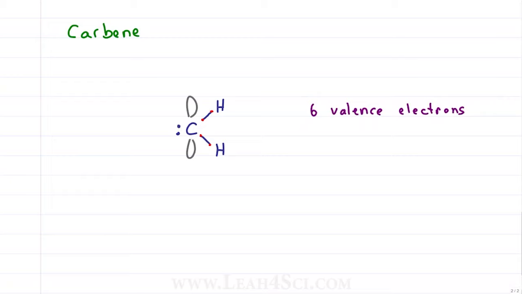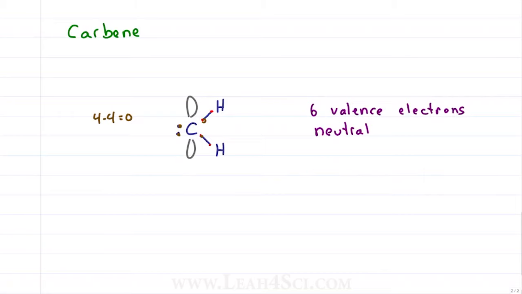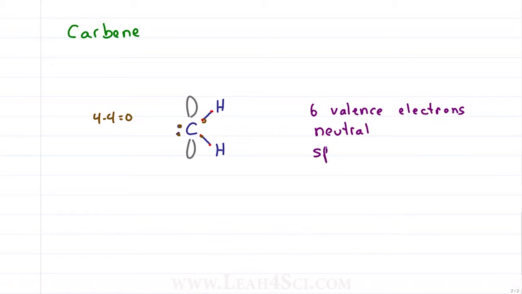But despite the incomplete octet, this is still a neutral molecule, which we can prove using the formal charge shortcut that I have linked below. Carbon should have 4. Directly attached is 4 for a formal charge of 0. But wait, if you use the hybridization shortcut that I teach linked below, you'll see that having just 3 groups around the carbon gives us sp2 hybridization with an empty p orbital.